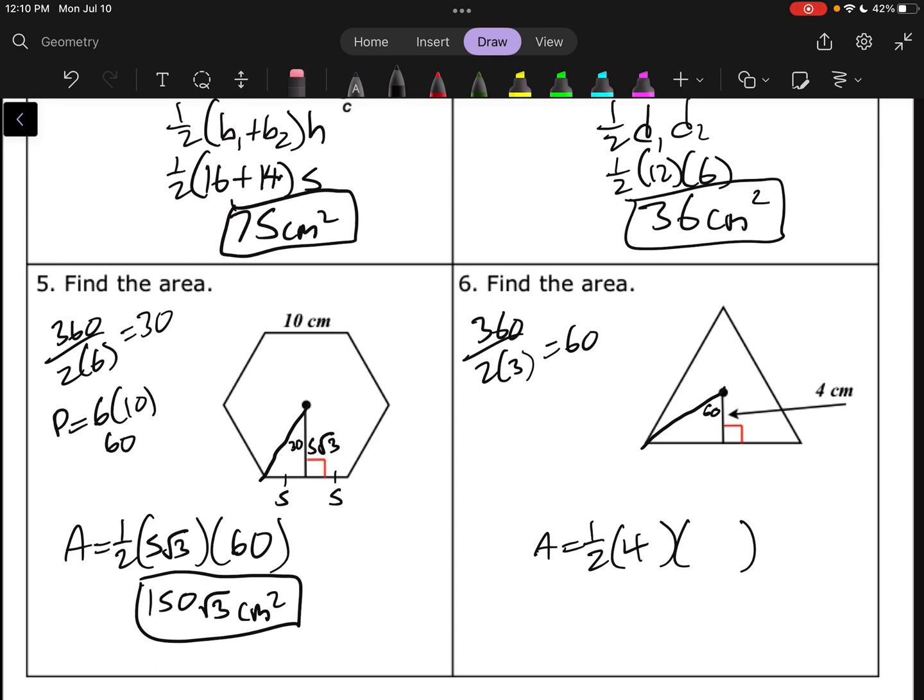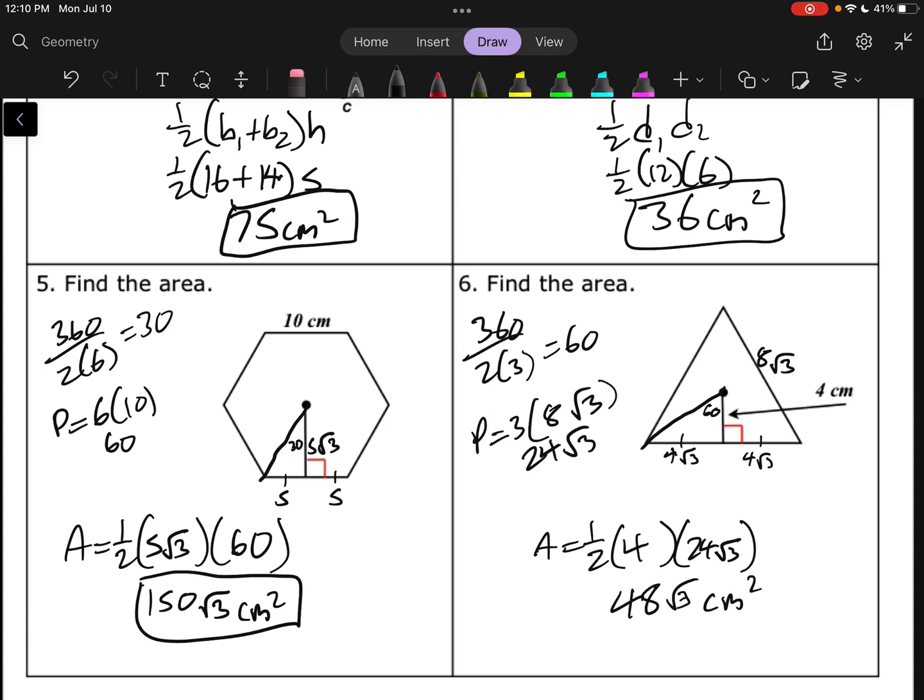Now, if this is a little 30-60-90 triangle, the long leg, if the short leg is 4, because the apothem's the short leg on this one, the long leg's 4 root 3, which means the other side's 4 root 3, which means that an entire side of the triangle is 8 root 3. So the perimeter should have been 3 times 8 root 3, which is 24 root 3. So 1/2 times 4 times 24 root 3 should have given you 48 root 3 centimeters squared.